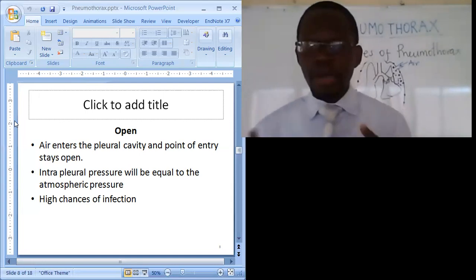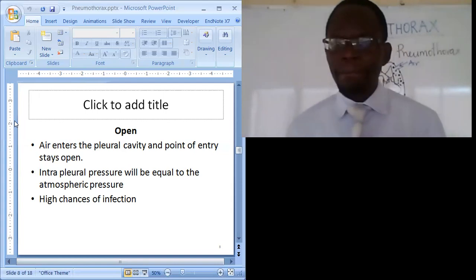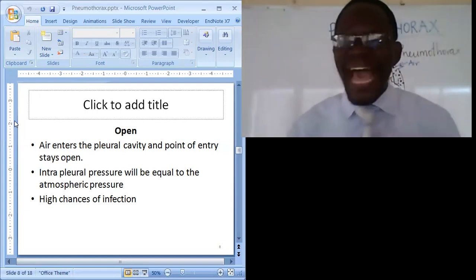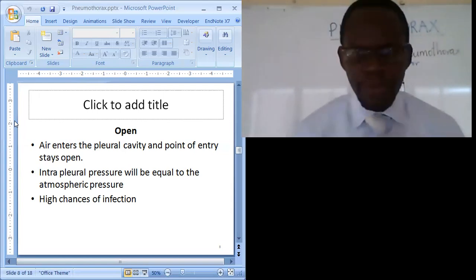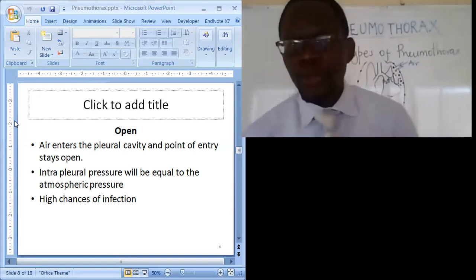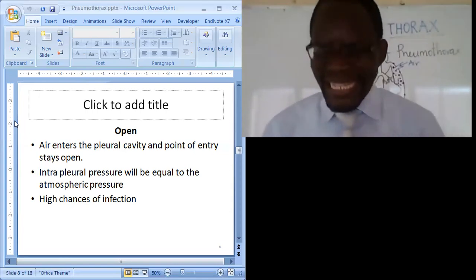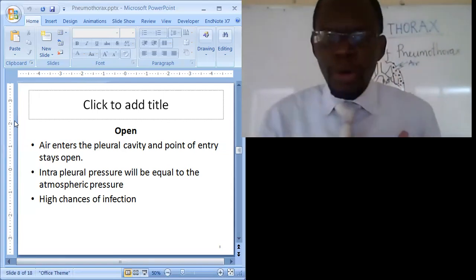Let me first comment about the pressure within the pleural space. I did not talk about that, but the pressure within the pleural space is a negative pressure. In other words, it is a sucking-in pressure. It sucks in like a vacuum cleaner. I don't know whether some of you have carpets at home where you use a vacuum cleaner to clean. What the vacuum cleaner does is that it sucks the dust. The same principle applies in the pleural space.